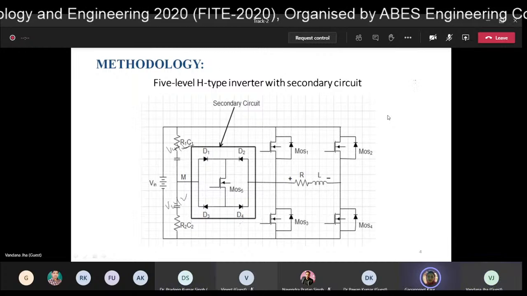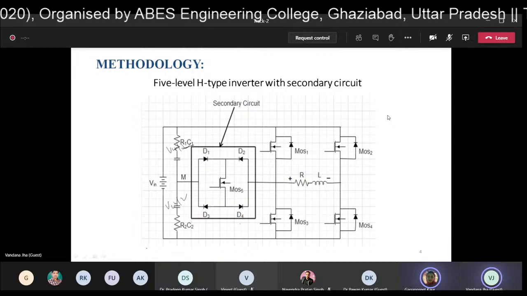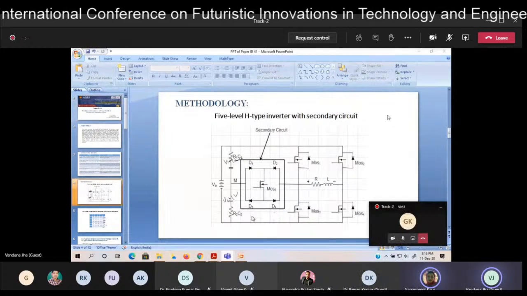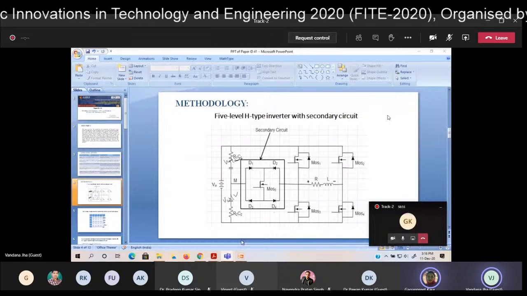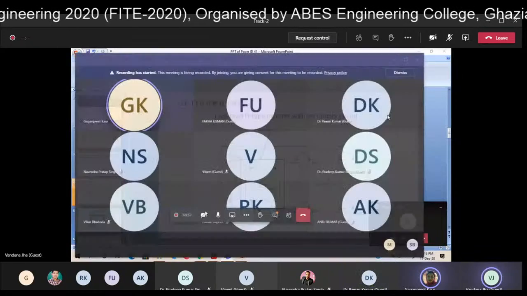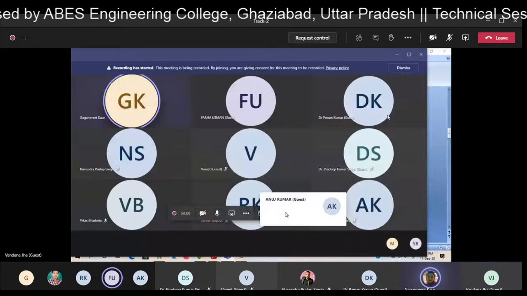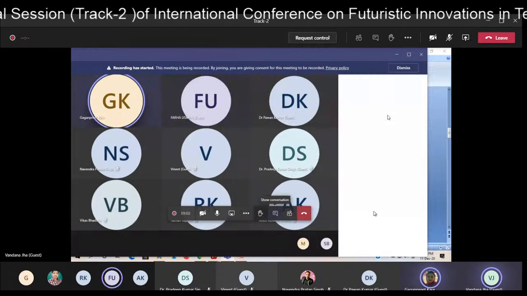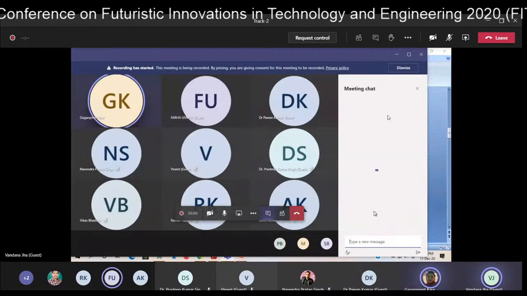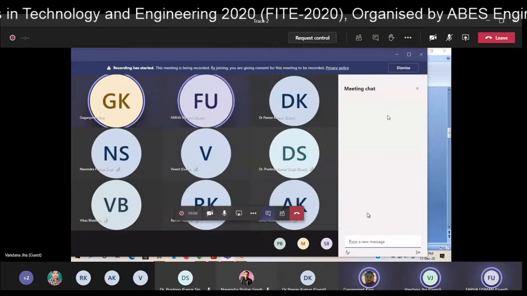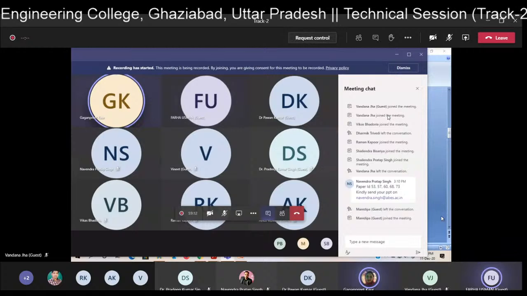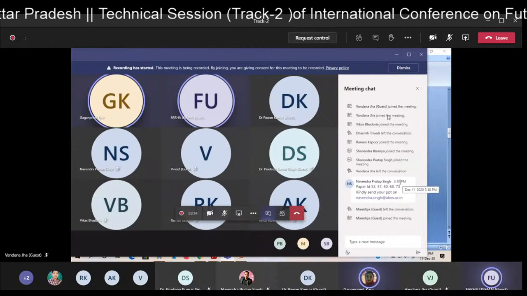authors. Paper ID number 32, by Farah Usman and Ram Suchit Yadav. The title of the paper is Wideband Reconfigurable Antenna with Frequency, Polarization and Pattern Diversities. Farah Usman, are you present? Yes, ma'am. Yeah, I'm here.